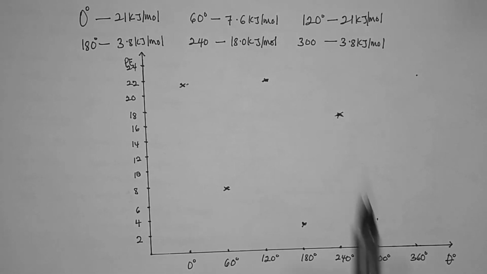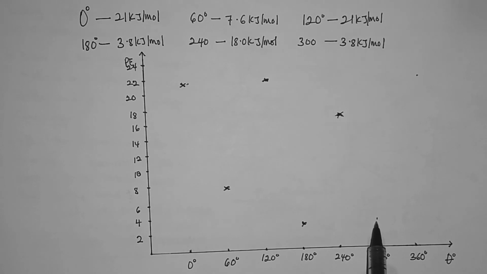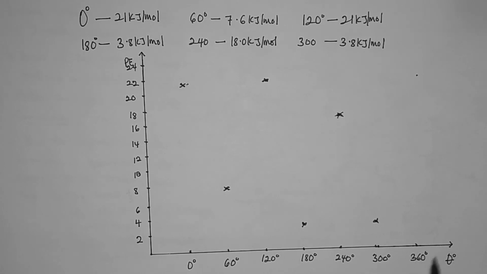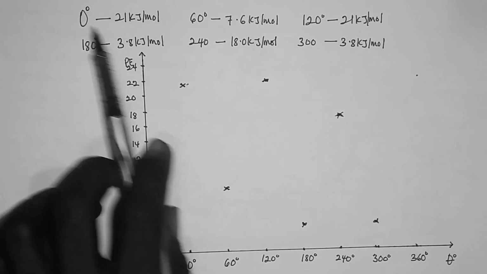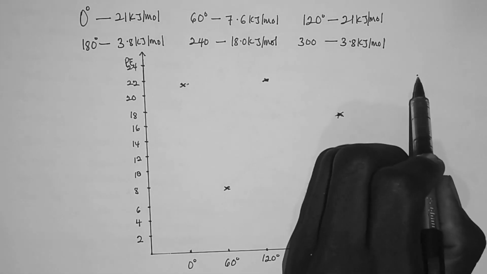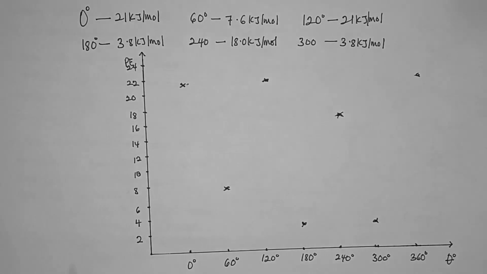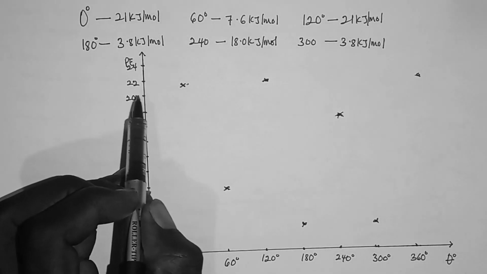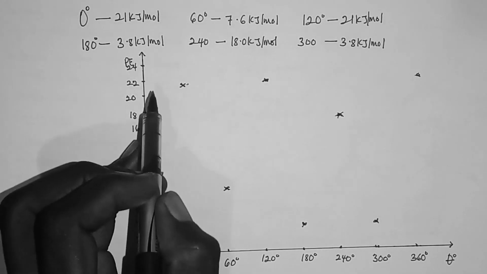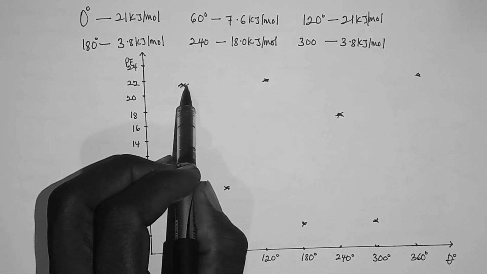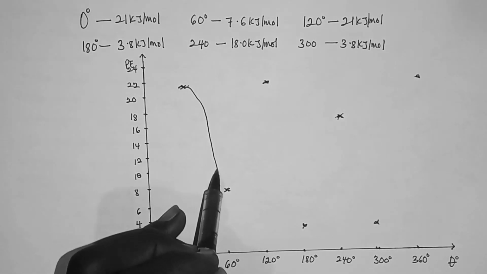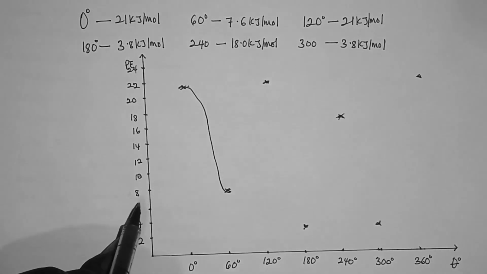And then 300 degrees. 300 degrees was 3.8 kilojoules per mole. So 3.8 kilojoules per mole is somewhere here for 300 degrees. And then the 360 degrees conformer is the same as the 0 degrees conformer. So that one too will be 21 kilojoules per mole, which is somewhere here. So connecting all the potential energy diagrams, we are going to get something like this. So we have to connect all of these points together.